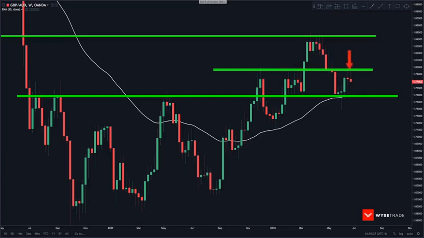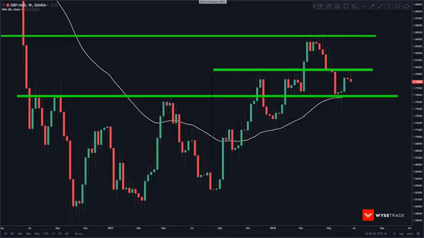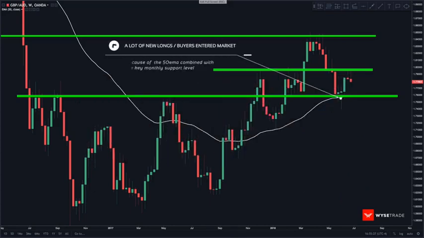So here we are this week. As you can see, last week we had this long wick candle rejecting resistance. If you remember from one of our lessons, we talked about always looking at where price is coming from. What we did not like about going short on this pair is the fact that a lot of traders just entered fresh long positions right here, meaning there were a lot of buyers entering the market, and they might not all close at this level of resistance.